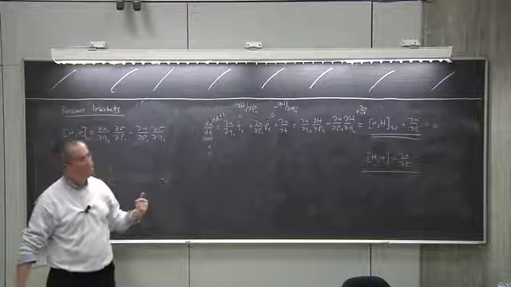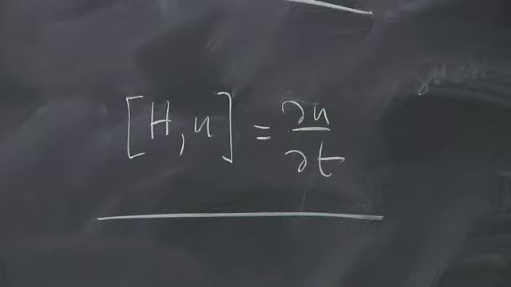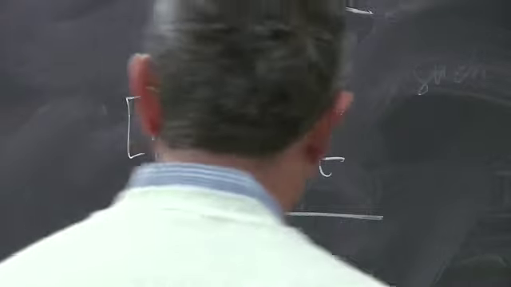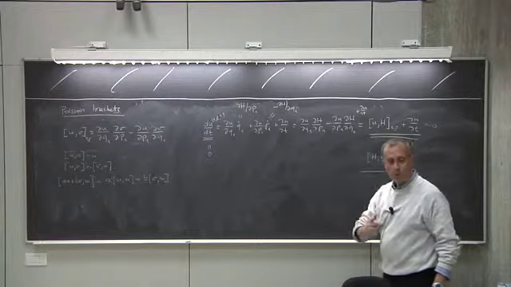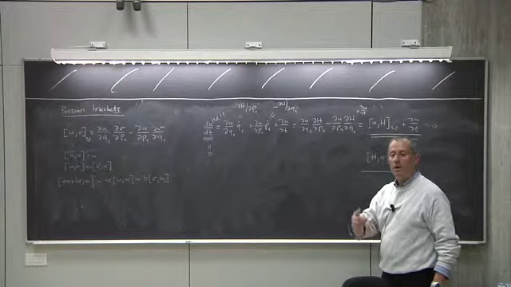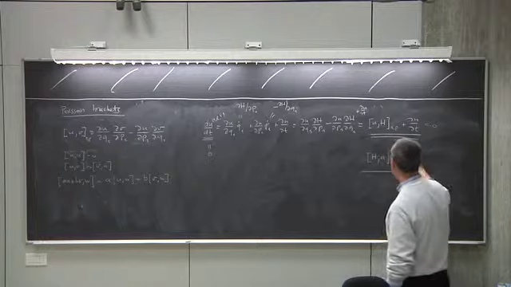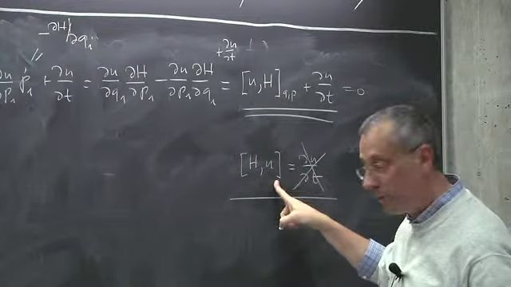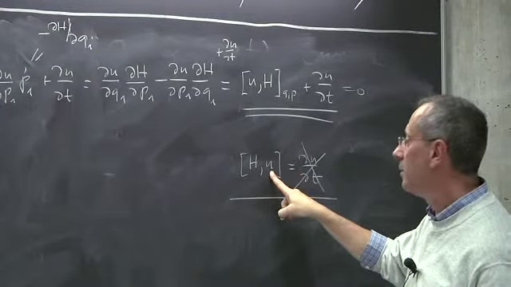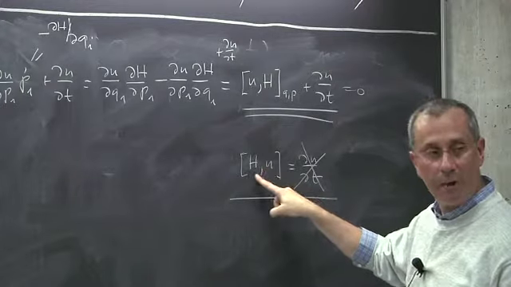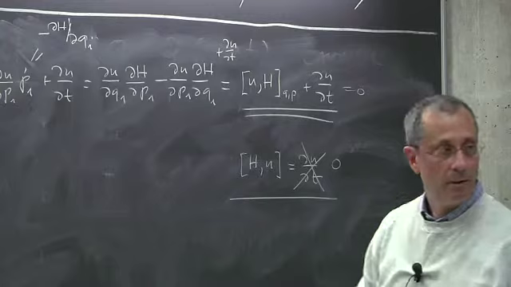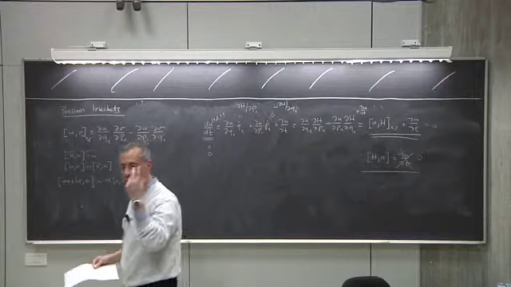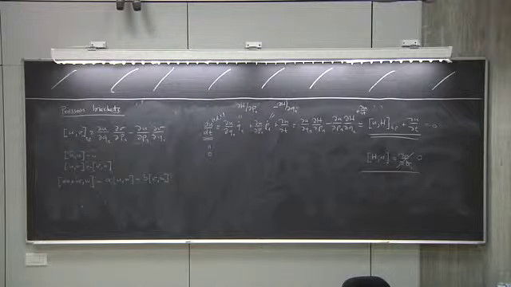What happened to the minus sign? Very good. What happened to a constant of motion that does not depend explicitly on time? Then this is gone. Therefore, a constant of motion that does not depend explicitly on time has a Poisson bracket with the Hamiltonian that vanishes. It commutes with the Hamiltonian, if this sounds more agreeable.